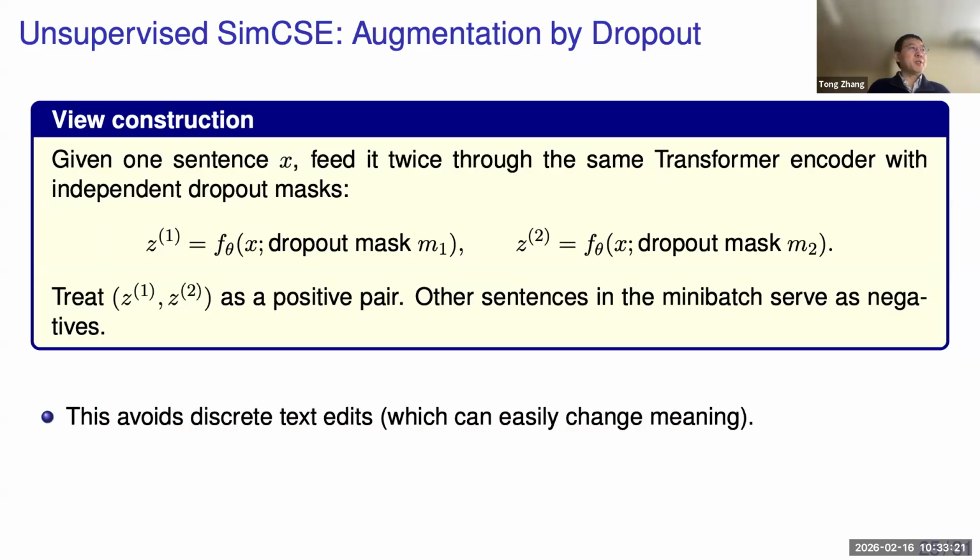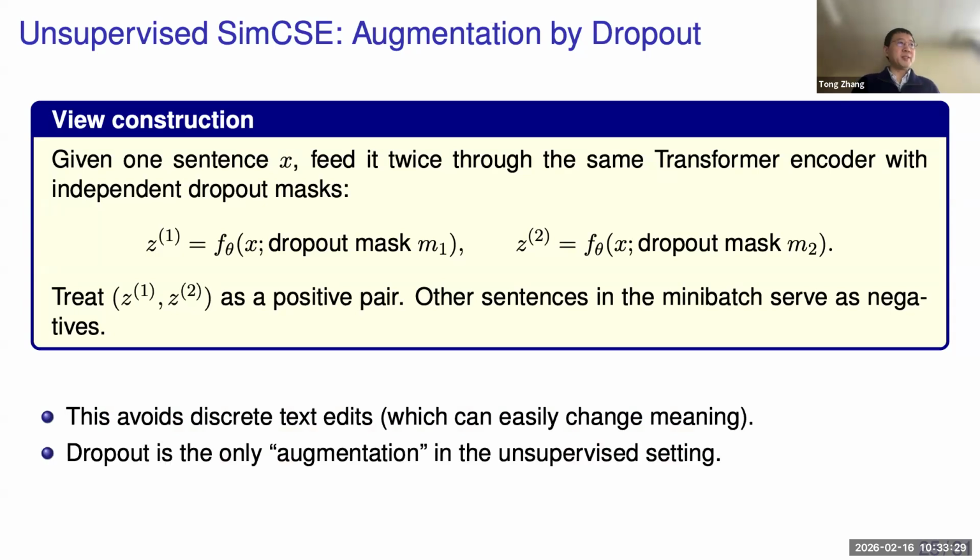This avoids discrete text edits, which can change the meaning. So I would just say now you can get these text edits for free using LLMs, but not that, right? Dropout is the only augmentation in the unsupervised setting. They demonstrated that what they trained at that time is a pretty good sentence embedding. So you could still use that. I can give an example. That works basically, so this is something you can get out from that.